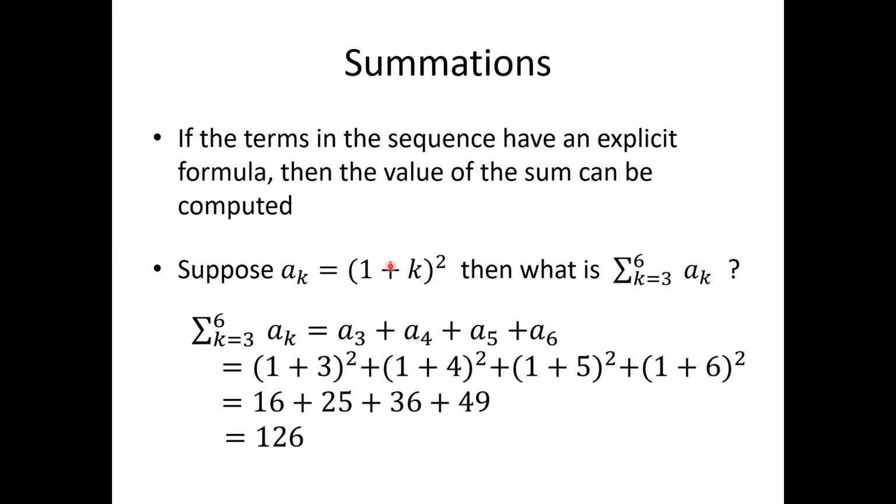Suppose that here is another case of a closed formula. So the kth element in the sequence is almost like the previous one, but instead of k squared, it's 1 plus k squared. Okay, well, I do the same approach as before, right? This is still true. This summation stands for the sum of the 4 consecutive values of the sequence. But now I have a different closed formula. So a3 is 4 squared, a4 is 5 squared, a5 is 6 squared, and a6 is 7 squared.